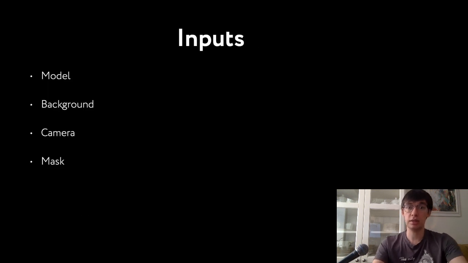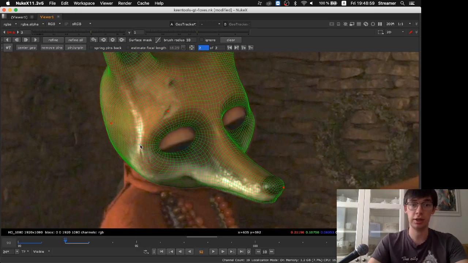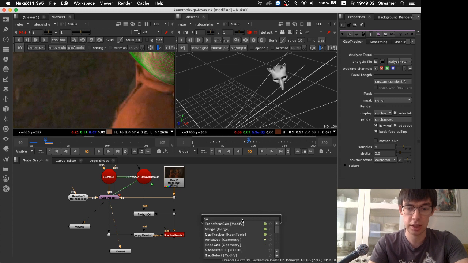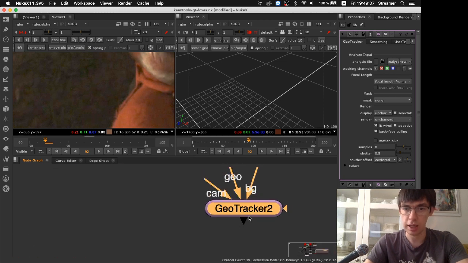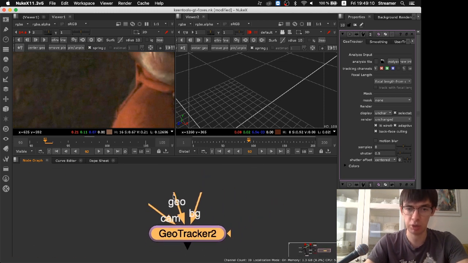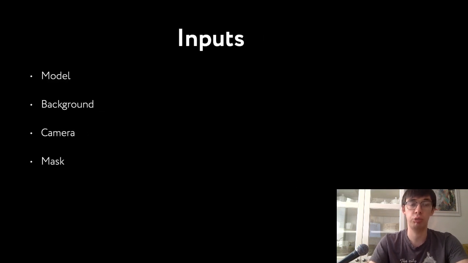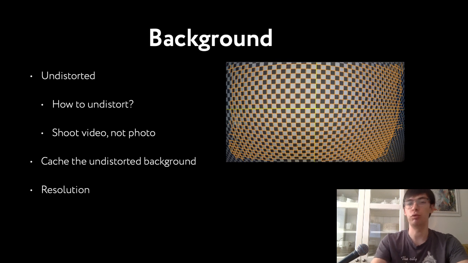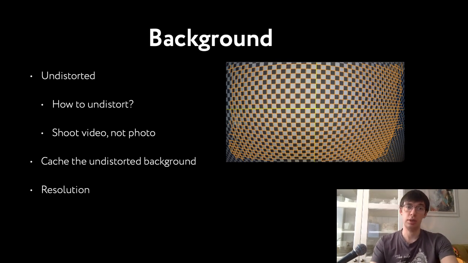Okay, so let's now discuss everything in detail. What is GeoTracker? It has 4 inputs. Like the pin tool, it has inputs like camera, geometry, background, and one additional input here is mask. So first of all, let's discuss the background, and the most important thing you have to know about it is that it should be undistorted. So GeoTracker expects an undistorted background.